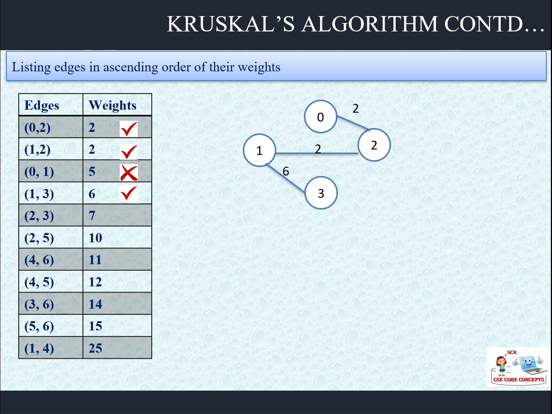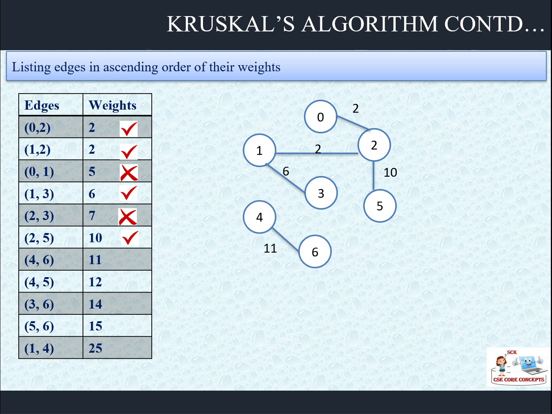Next, 2 to 3. Now see again. If I add 2 and 3, will it form a cycle? Yes. 0 to 1, 1 to 3, 3 to 2. It will form a cycle. So I am not going to add it. Fine. Now go to 2 to 5. 2 to 5 can be added, having weight 10. It does not form a cycle.